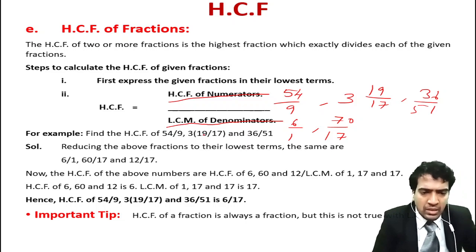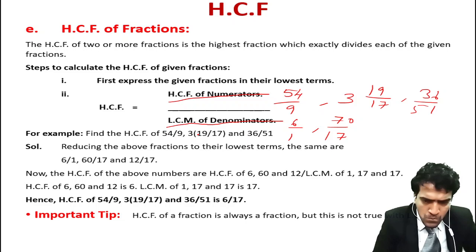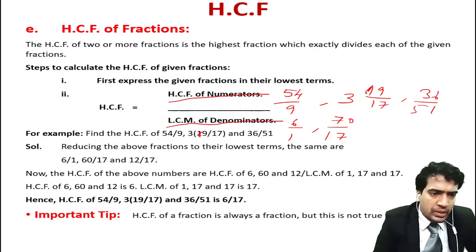So let us take this as 9, because I think now I have missed that. Let us take this as 9, because I have to recalculate again. So this is 60 by 17.